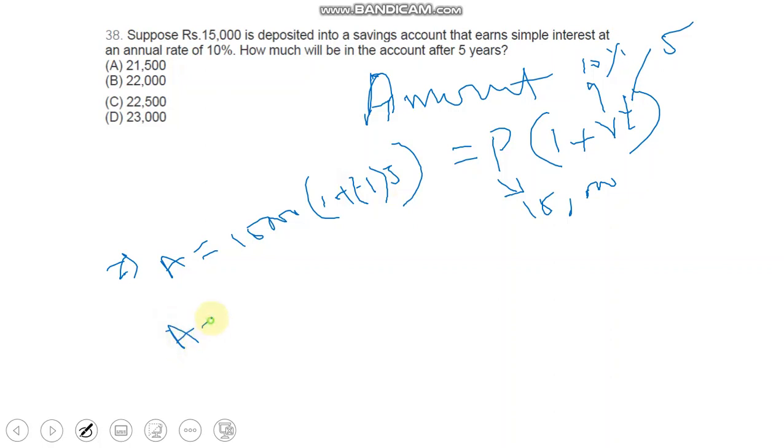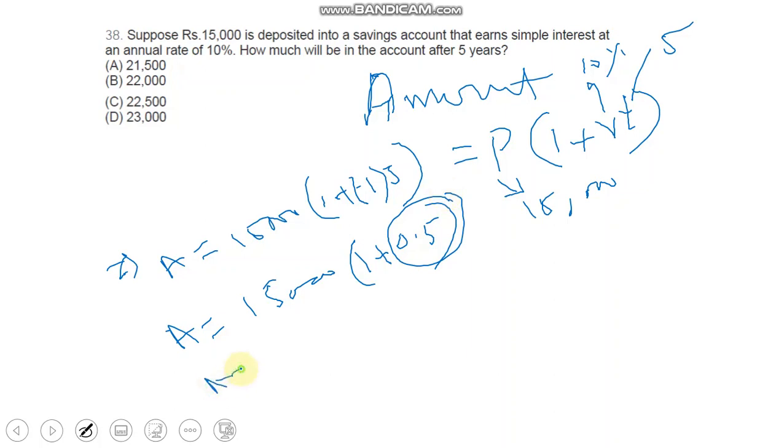So A is equal to 15,000 into 1 plus, when we multiply 0.1 with 5, we get 0.5. You must know how we get this value. 0.1 multiplied by 5 gives us 0.5. At the test, you will not be allowed to use any calculator.